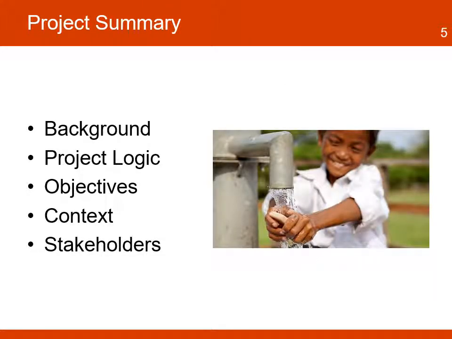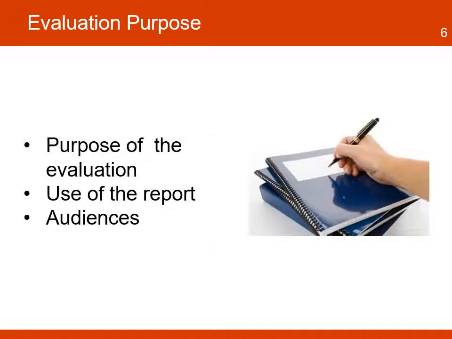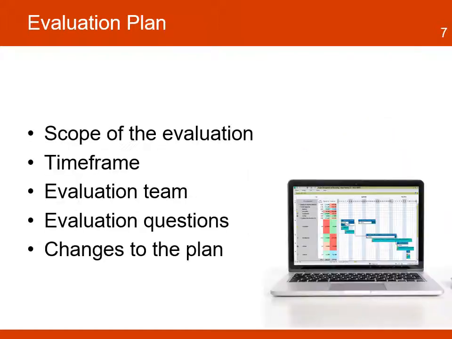The next section presents a brief summary of the project with some background information, the project logic, the main objectives, and the context of the project, which includes the geographical location and key stakeholders, including the beneficiary groups. This section is an explanation of the purpose and the background of the evaluation, the uses of the report, the audiences, and any additional information that helps provide a context of the work done during the evaluation.